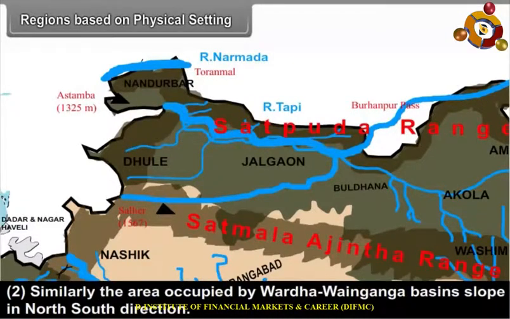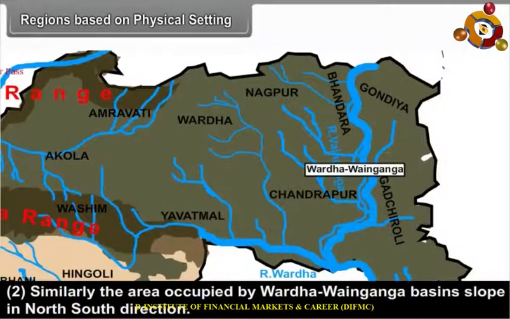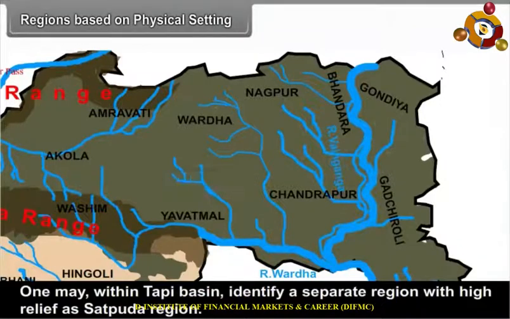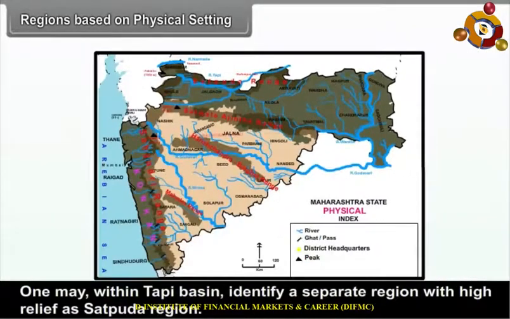Number 2, similarly, the area occupied by Wardha-Wainganga basins slopes in north-south direction. Number 3, rest of the plateau area is having eastward slope. Within Tapi Basin, identify a separate region with high relief at Satpura region.